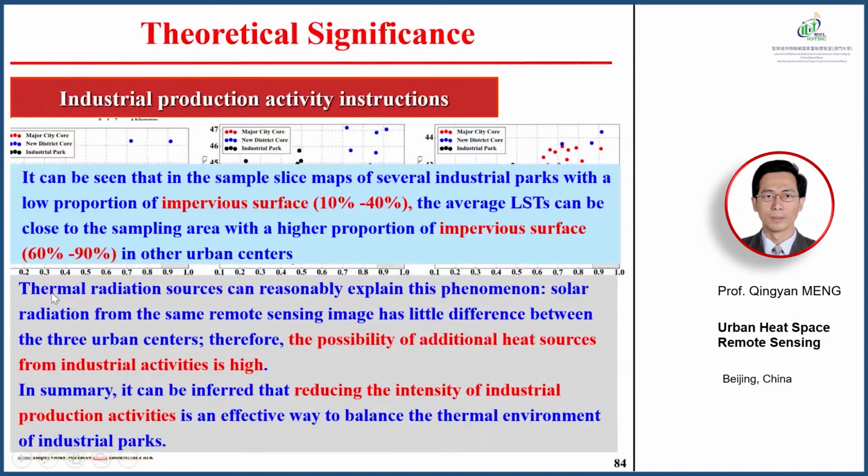The solar radiation from the same remote sensing image has little difference between the three urban centers. Therefore, the possibility of additional heat sources from industrial activity is very high. In summary, it can be inferred that reducing the intensity of industrial production activity is a very effective way to balance the thermal environment of the industrial parks. And I will introduce the industrial factors of thermal pollution in the next part.